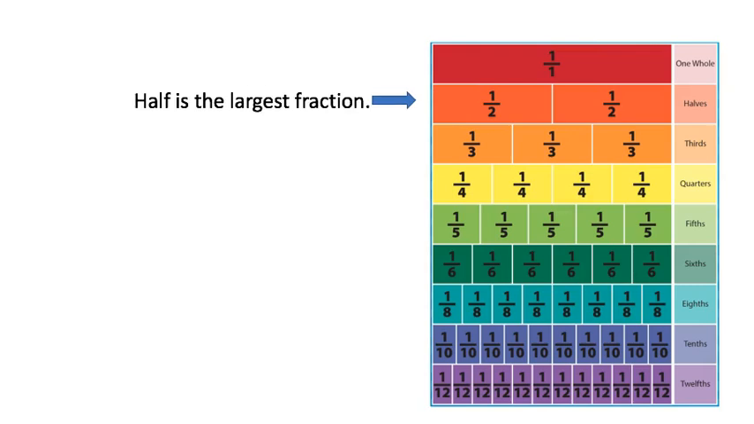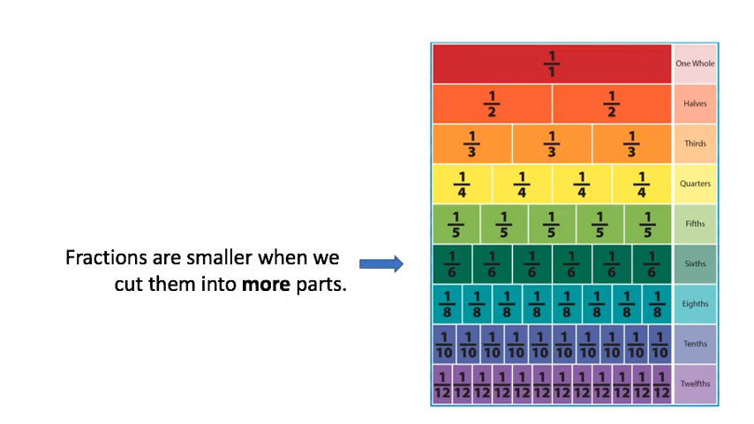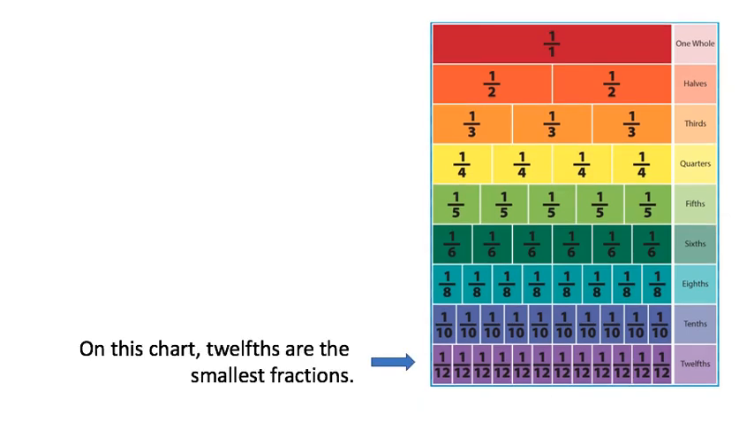So if you take one object or a group of 50 objects and you share them equally into two groups, each is a half. That is the largest fraction that we can make in our number system. Fractions are smaller when we cut them into more parts. So the more pieces we have, or the more groups we have when we break things into fractions, it gets smaller and smaller. On this chart, the 12ths are the smallest fractions.